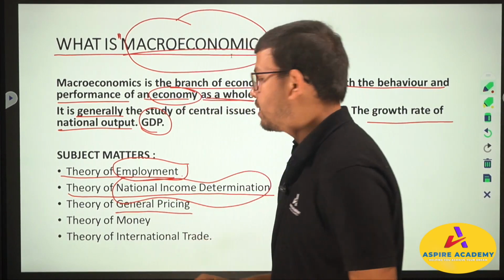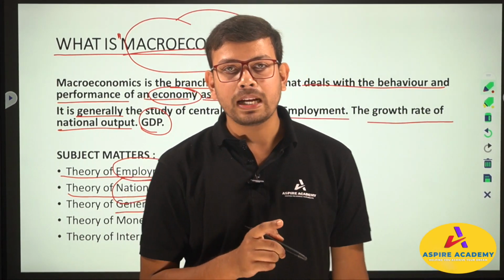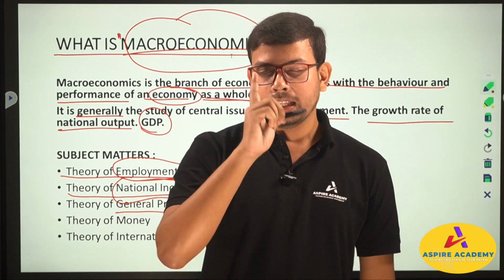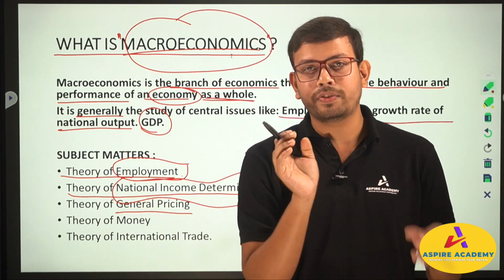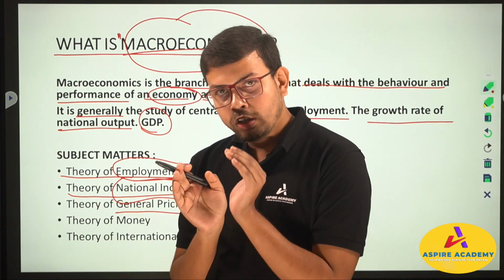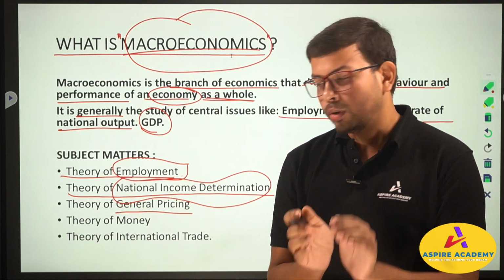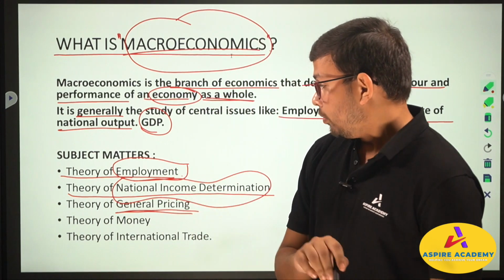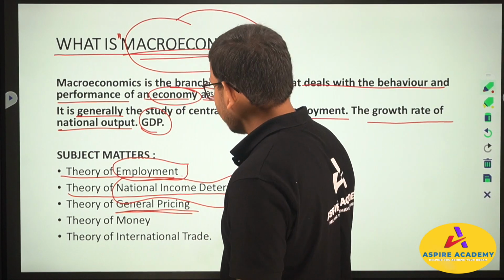Next is the general pricing. General pricing means the overall pricing of goods and services in an economy. That means whether the economy is in a condition of inflation or whether the economy is in a condition of deflation. Okay, that's the third subject matter of macroeconomics.